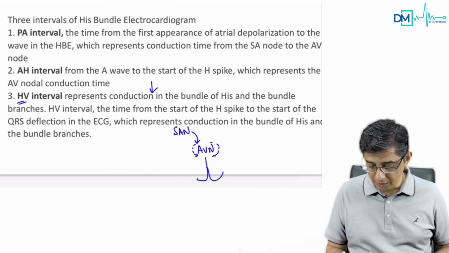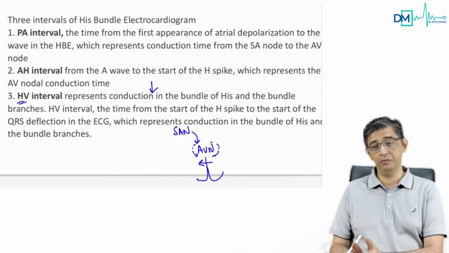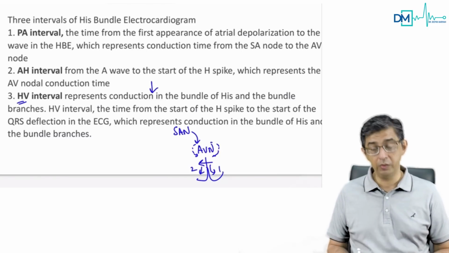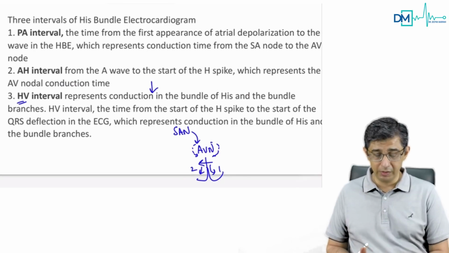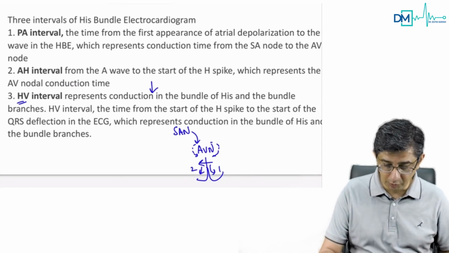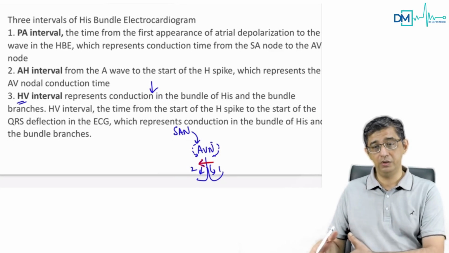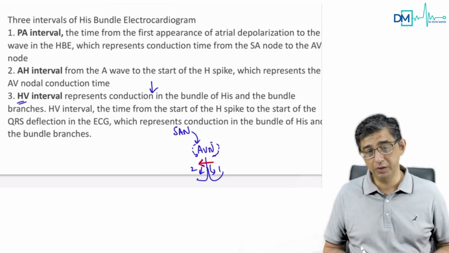So what I'm saying is, guys, the moment the impulse hits the bundle of His and then goes to the left fascicle and then to the right fascicle, first to left and then to right, this is responsible for the HV interval. I'll just put markings here. The septal activation occurring and the impulse going to the fascicle is responsible for the HV interval.